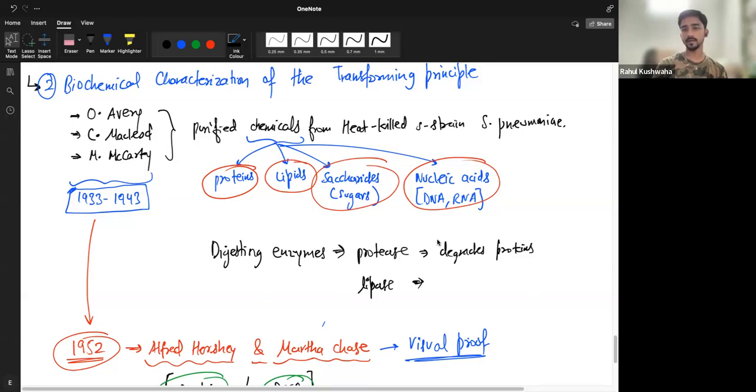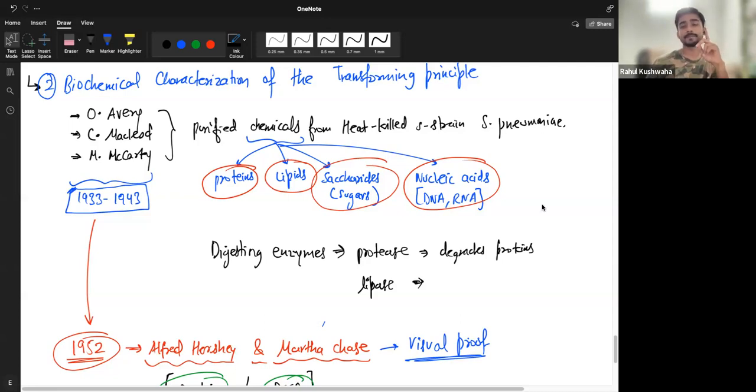Would you like to talk about what Avery, MacLeod and McCarthy did? Okay. So Avery, MacLeod and McCarthy purified chemicals from heat-killed S strain. What they did was to prove that DNA is the genetic material. They took test tubes and added proteins, lipids, saccharides, and nucleic acid to them. For proteins, there was no transformation. For lipids, there was no transformation, and for saccharides also there was no transformation. But only with DNA there was, and it was proof that DNA is the genetic material.